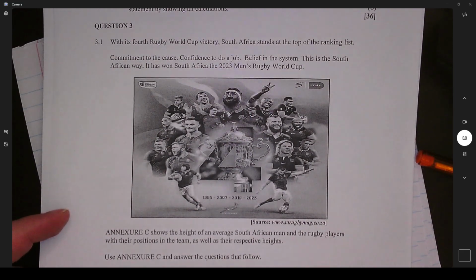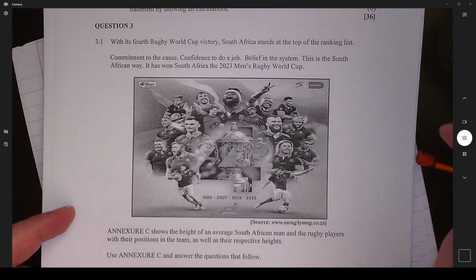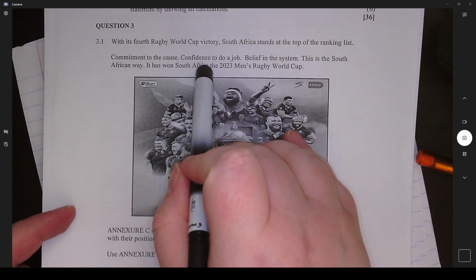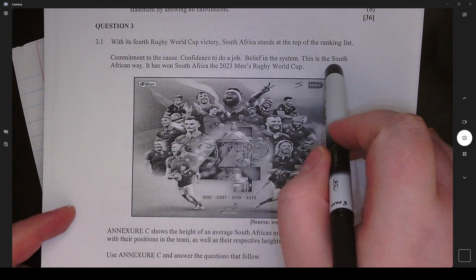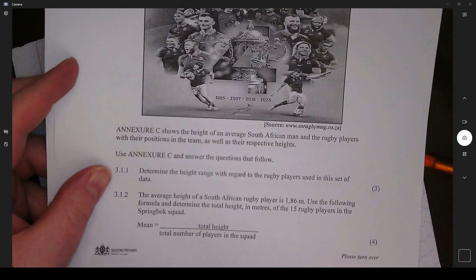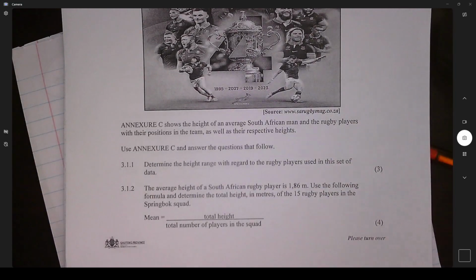So they speak about, with its 4th Rugby World Cup victory, South Africa stands at the top of the ranking list. Commitment to the cause, confidence to do a job, belief in the system. This is the South African way. It has won South Africa the 2023 Men's Rugby World Cup. They say Annexure C shows the heights of an average South African man and the rugby players with their positions in the team, as well as their respective heights. And we must use Annexure C to answer these questions.